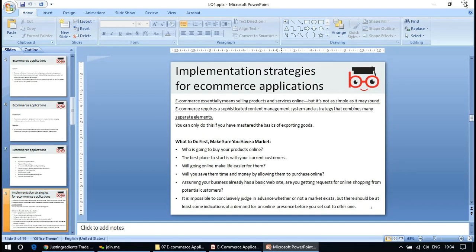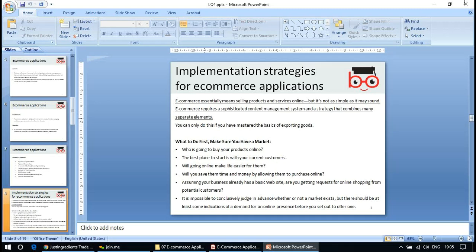Now, implementation strategies for e-com applications. So e-com essentially means selling products and services online, but it's not as simple as it may sound. It's not easy. E-com requires a sophisticated content management system and a strategy that combines many separate elements.